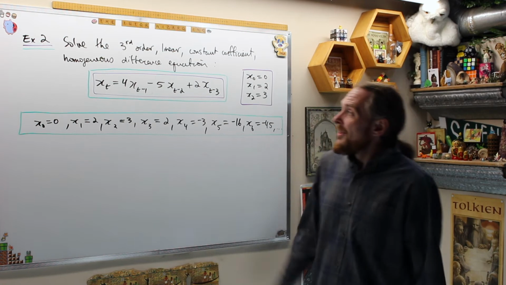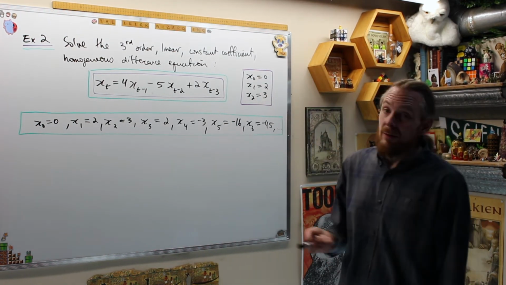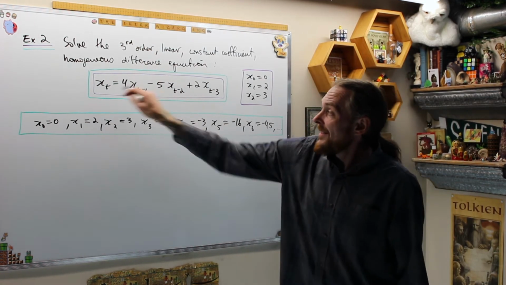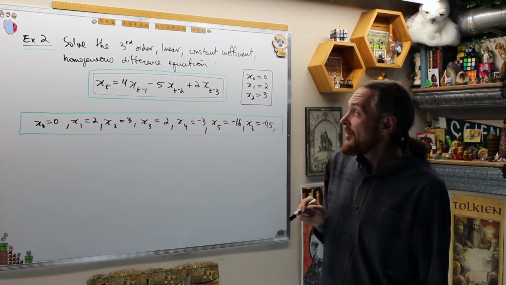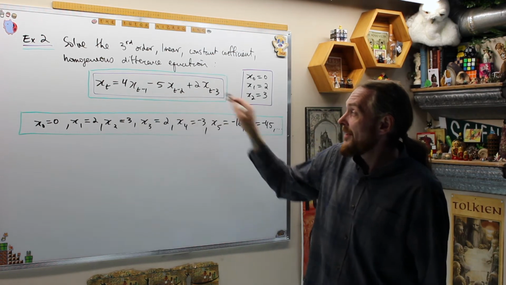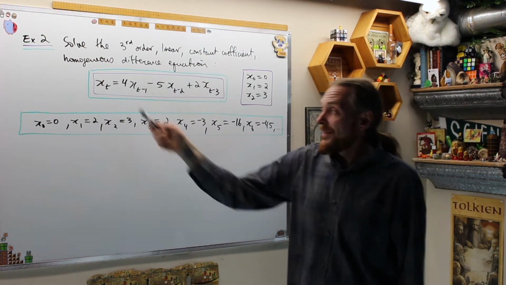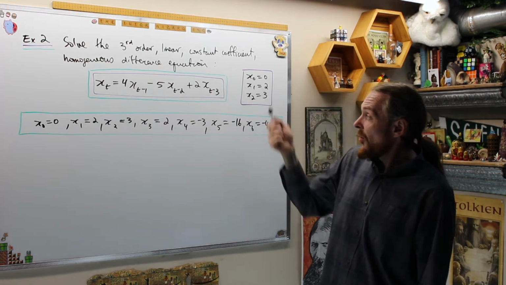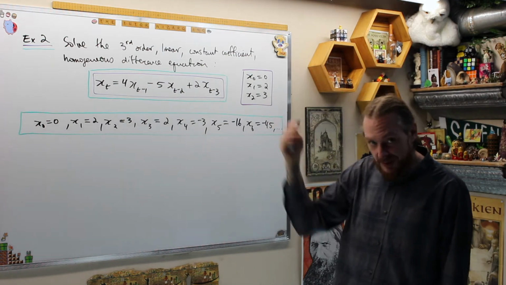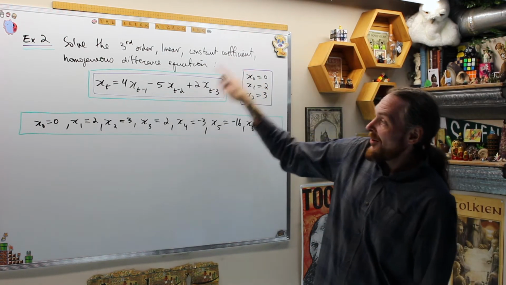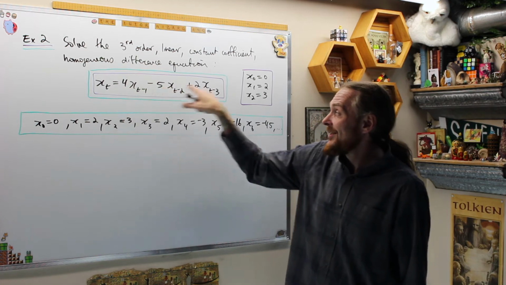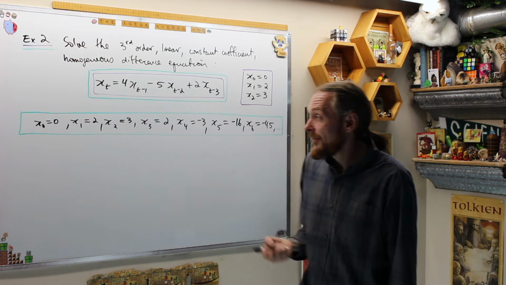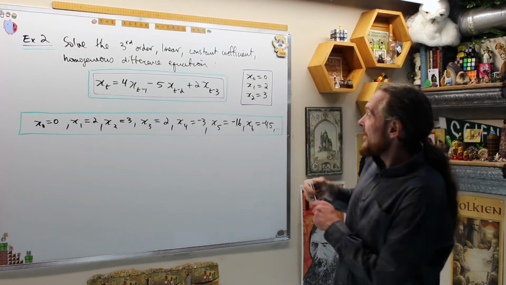All right, example 2: solve the third order linear constant coefficient homogeneous difference equation. It is order 3 because x_t depends on the previous 3 terms, x_{t-1}, x_{t-2}, and x_{t-3}. It is linear because every term is a multiple of a single one of these x_t's, or a term that is just a function of time entirely. It's constant coefficient because all of those multiples are constant fixed numbers, and it's homogeneous because we didn't have any terms that had just t involved in them. We also have initial conditions.